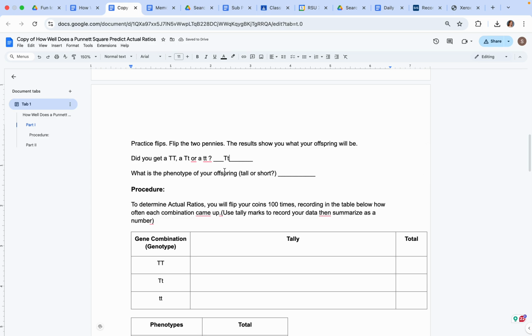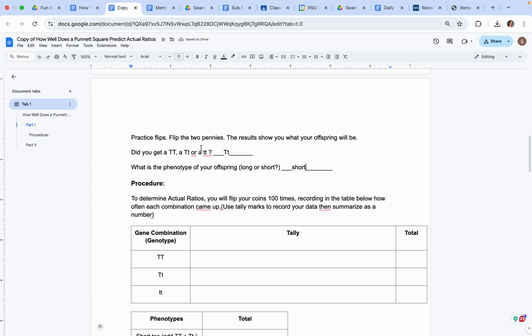It says, what is the phenotype of your offspring? Tall, or I should say long or short here. I would write short because mine has a capital letter and that's dominant. So mine would end up looking short. Okay, so just to make sure we understand, that's a little concept check before you get to the next part.